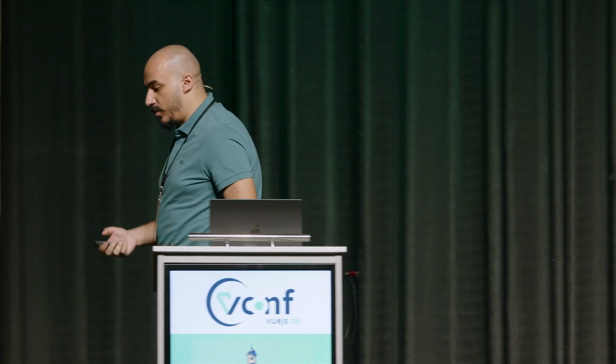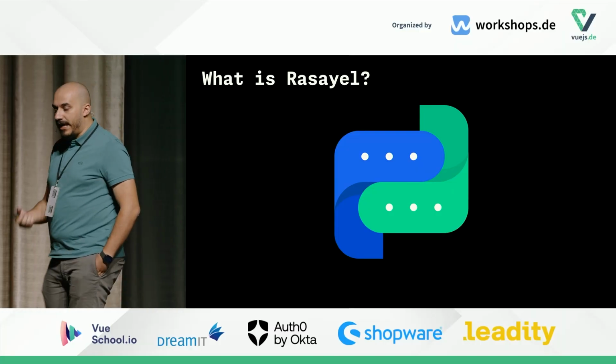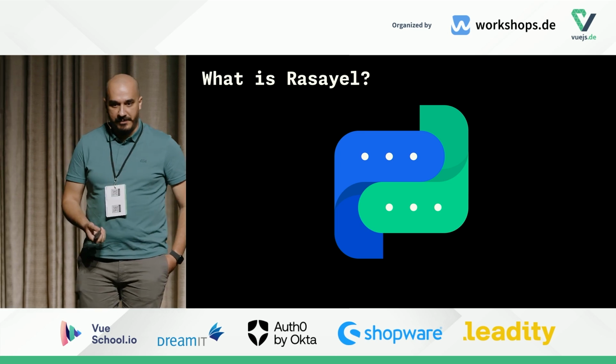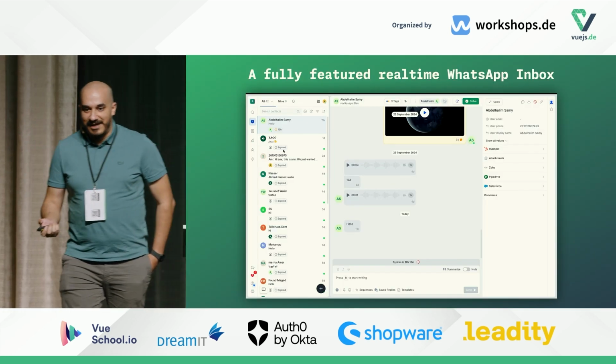So today, I will talk to you about how to build a SaaS application using Vue.js. We'll cover a lot of problems that we faced and how we solved each one of them. In other words, I will talk to you about my full-time job. So Rasail is the app that we are building, the company I'm working at. Rasail means messages in Arabic. So naturally, it's an inbox, right?